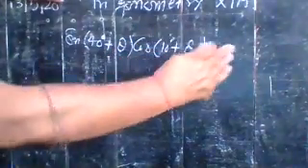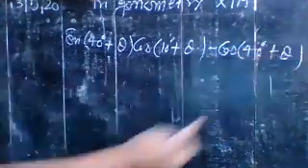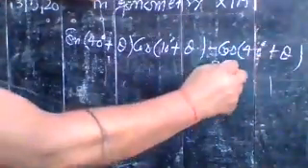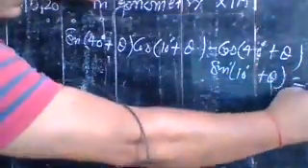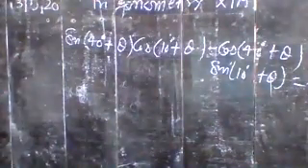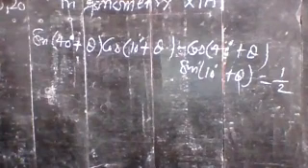Prove that sin(40° + θ) cos(10° + θ) minus cos(40° + θ) sin(10° + θ) is equal to 1 upon 2. You have to prove it. Yes, take the left side, see the identity, and apply the result.